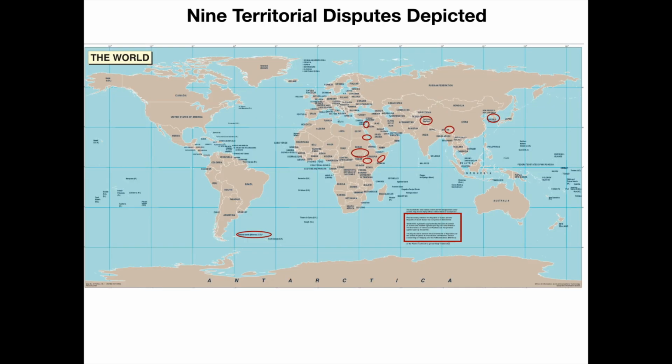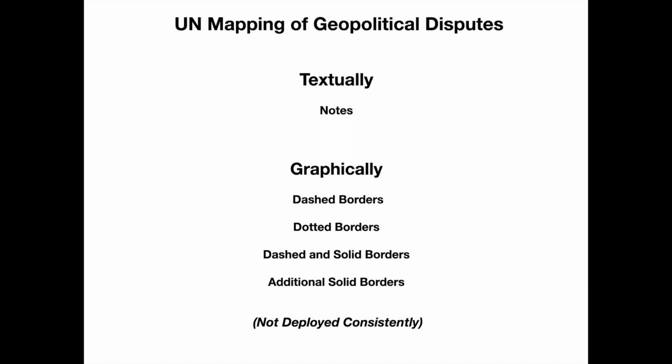There are 9 territorial disputes that are depicted on the map, both cartographically with boundaries and in textual notes that you could see I've put in that red triangle. And I've indicated with ovals here the locations of these different disputes that are shown. So these are shown in different ways. Some are shown textually with these notes, and most of them are shown graphically with dashed borders or dotted borders or dashed and solid borders, not in any sort of consistent way. And we'll see the inconsistency as we go through them.